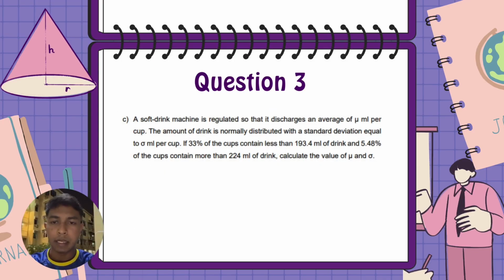Question 3C. A soft drink machine is regulated so that it discharges an average of μ milliliter per cup. The amount of drink is normally distributed with a standard deviation equal to σ milliliter per cup. If 33% of the cups contain less than 193.4 milliliter of drink and 5.48% of the cups contain more than 224 milliliter of drink, calculate the value of the mean and standard deviation.